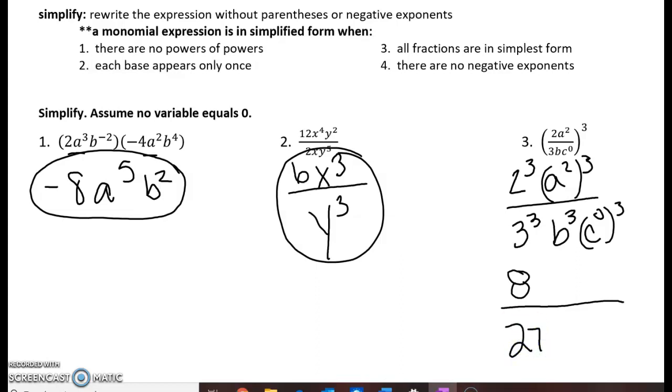A squared times a squared times a squared is a to the 6, or if I just take 2 times 3, you get a to the 6. B cubed. And c to the 0 times 3, 0 times 3 is 0. C to the 0. 0 to anything is 1, so that's just my final answer.